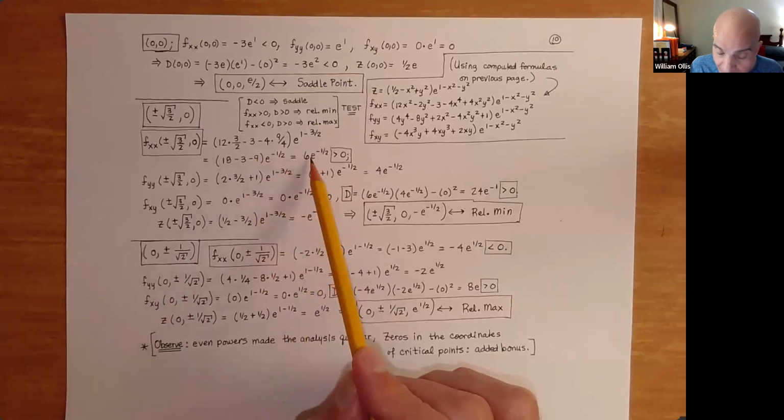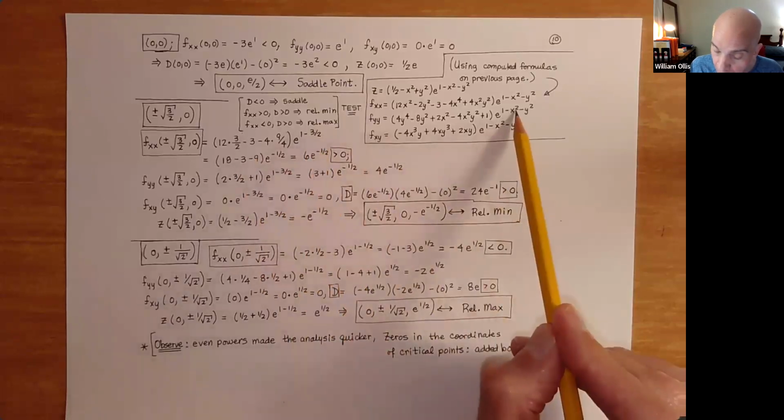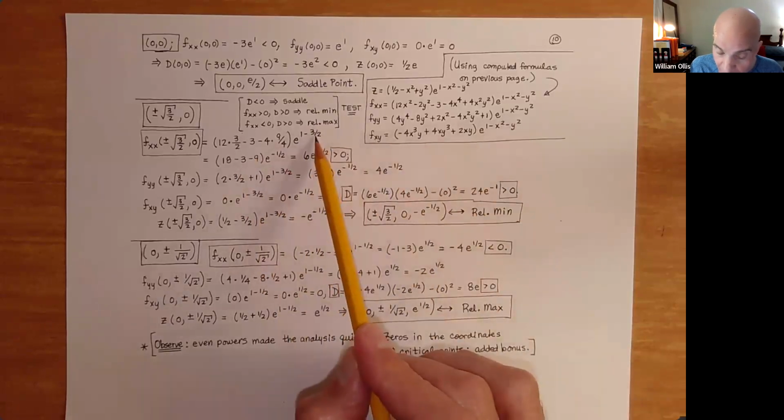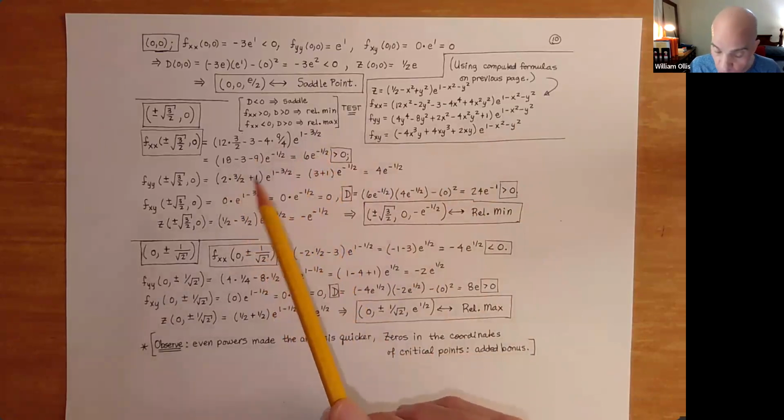We end up with 6 times e to the minus 3 halves. Notice when we square the x, we just get the 3 halves, and when we raise it to the 4th power, we just get 9/4. You can do those in your head.